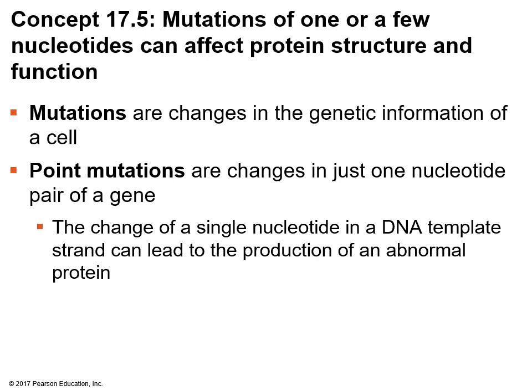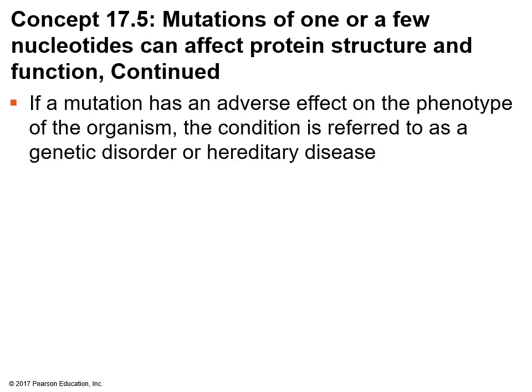Next, we will talk about mutations. Mutations are changes in the genetic information of a cell. This is going to happen at the DNA level. Point mutations are changes in just one nucleotide pair of a gene. The change of a single nucleotide in a DNA template strand can lead to the production of an abnormal protein. If a mutation has an adverse effect on the phenotype of the organism, the condition is referred to as a genetic disorder or hereditary disease.